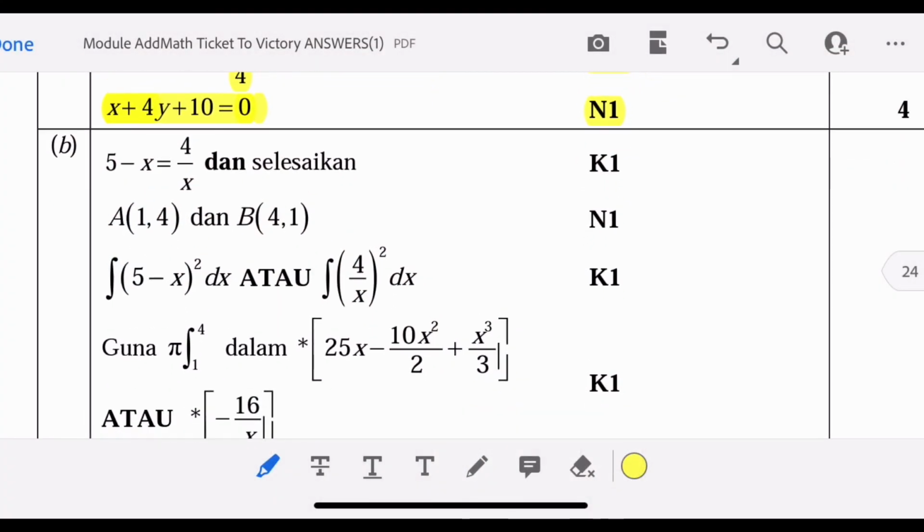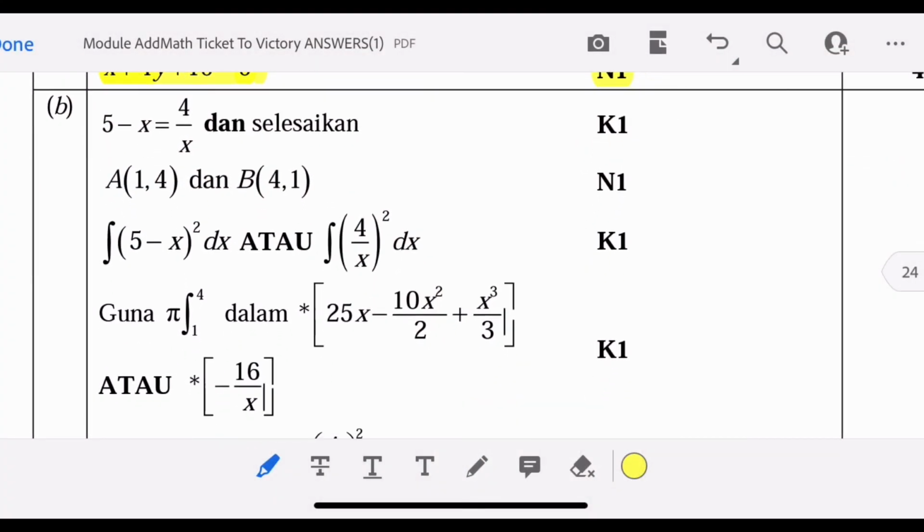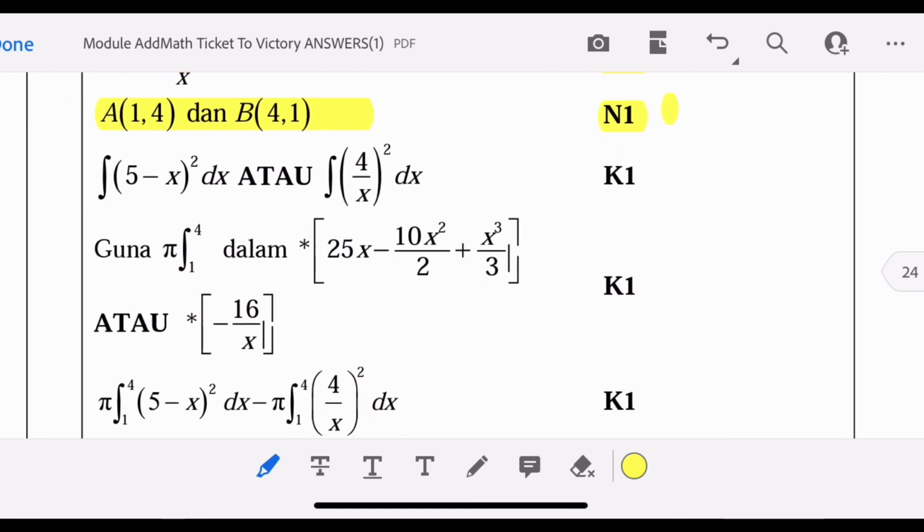First of all, we have to solve the equations simultaneously to get the intersection points A(1,4) and B(4,1). So we solve the simultaneous equations, 2 marks, and integrate the curve, the line on top, the curve on top. This one is the one below, right?